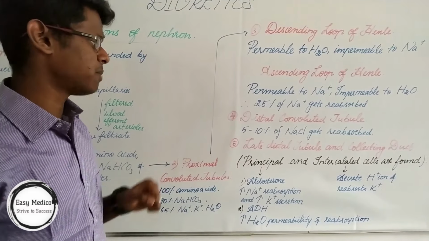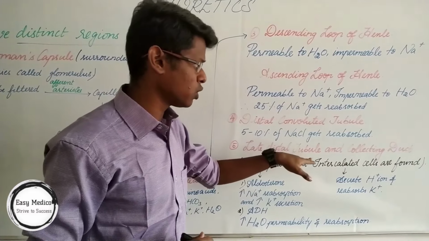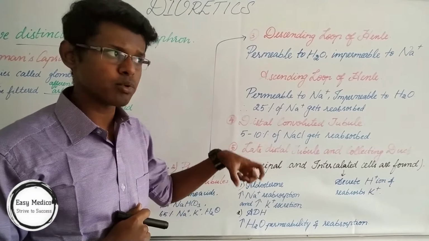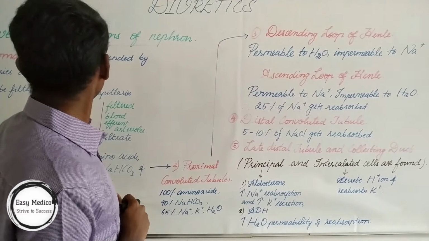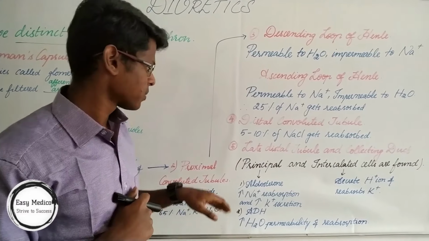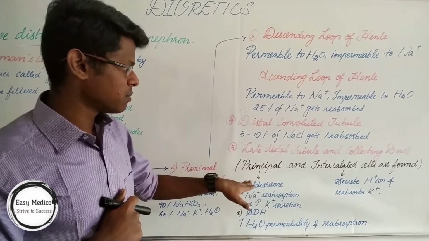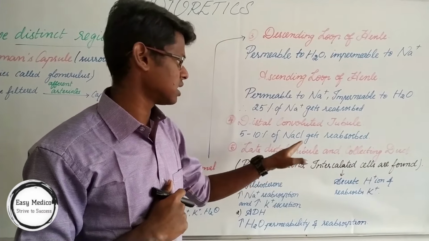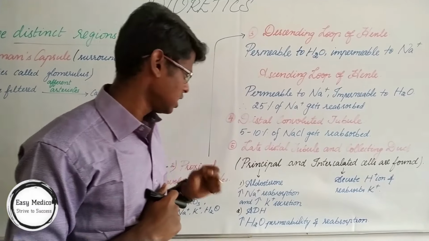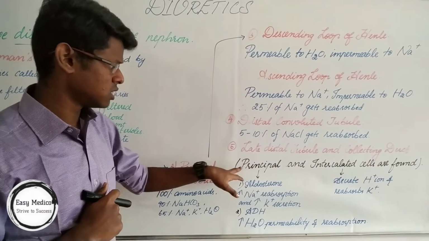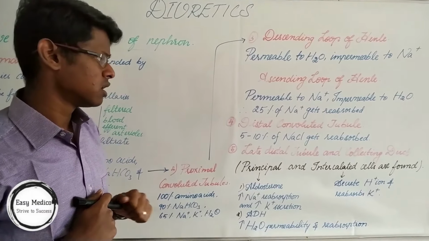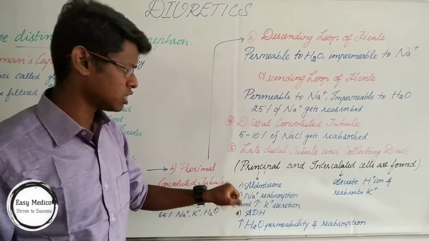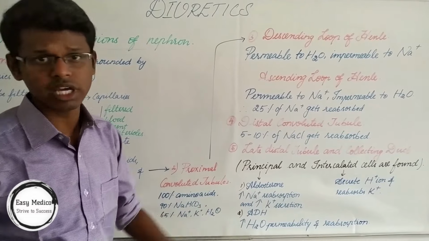Now, the fifth part, which is the late distal tubule and collecting duct. This is the final process that occurs in the nephron. It is classified into principal and intercalated cells found in the late distal tubule and collecting duct. In the principal cells there are two hormones, which are aldosterone and antidiuretic hormone.